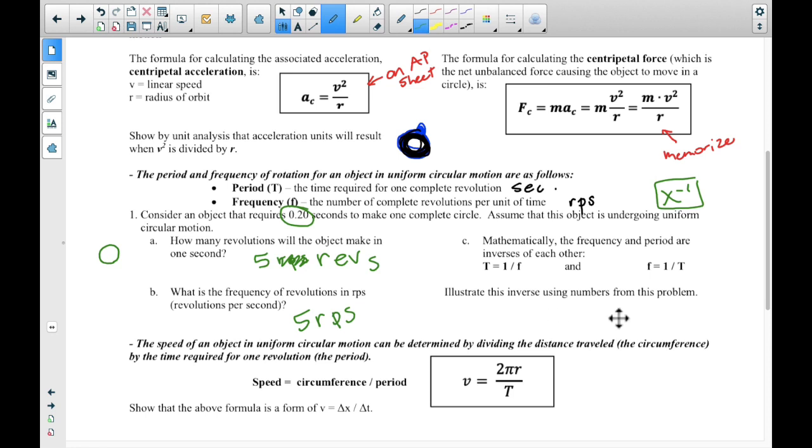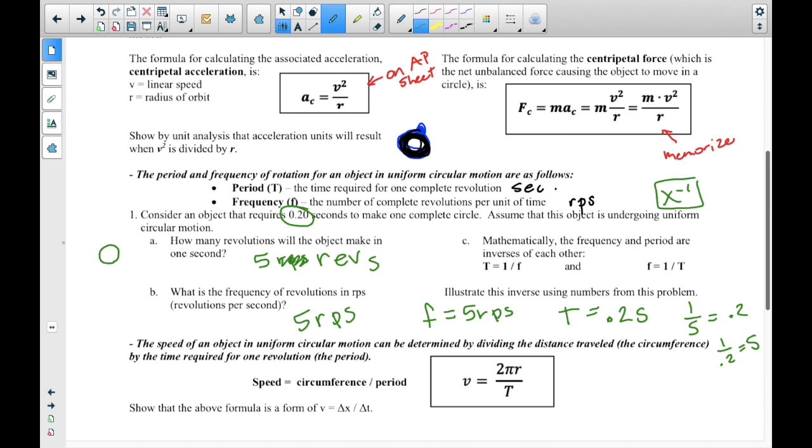And then they say illustrate this inverse using numbers from this problem. What we found over here was that the frequency is 5 revolutions per second, but the time, or the period, is 0.2 seconds. If we go into our calculator and we take 1 over 5, what does that equal? Well, it equals 0.2. Likewise, if we take 1 over 0.2, what does that equal?